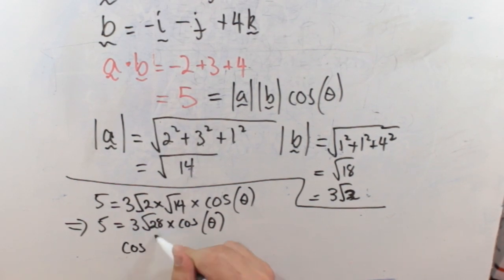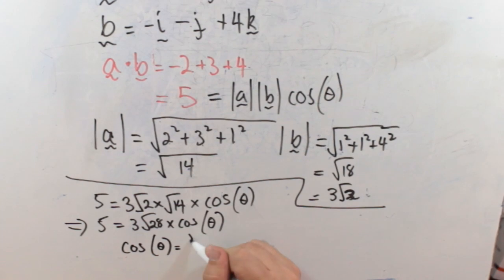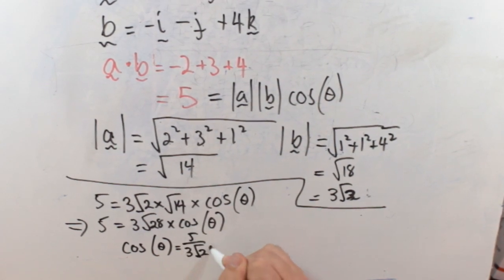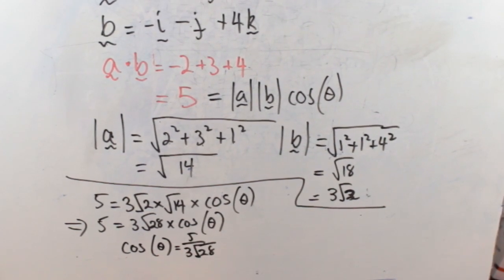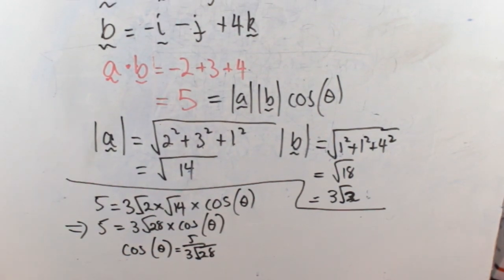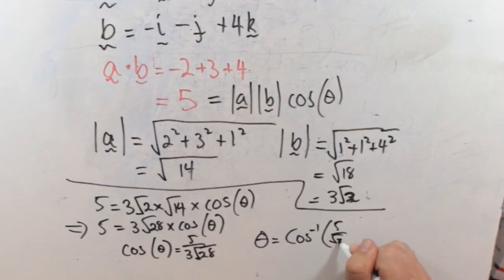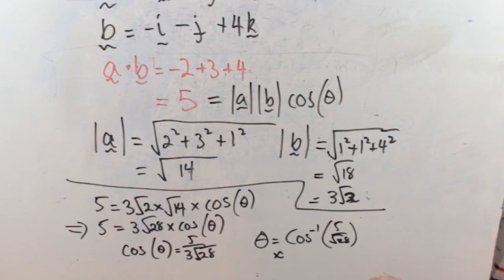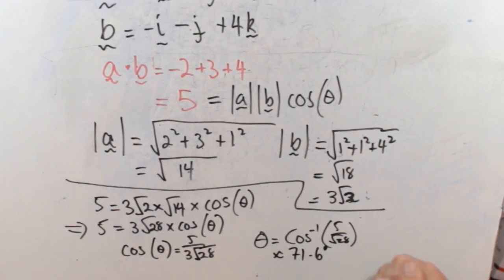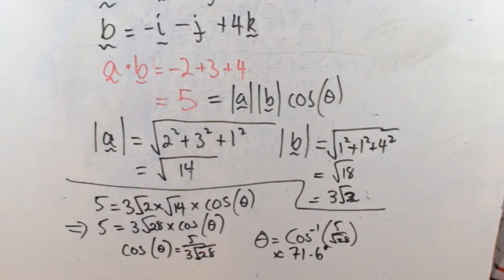So we've got cos of the angle equals 5 on 3 root 28. And we could do inverse cos of that and find an answer. And I think that's right. Oh, look at that. I might even have the answer there. So inverse cos of that is approximately, if you had to give it to decimal places, about 71.6 degrees. Okay. Very nice.